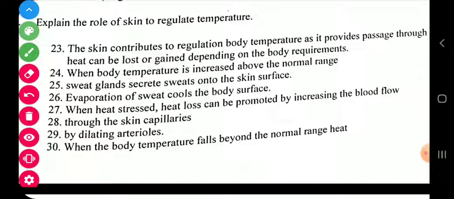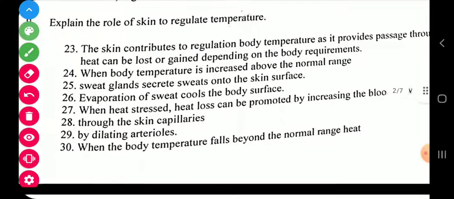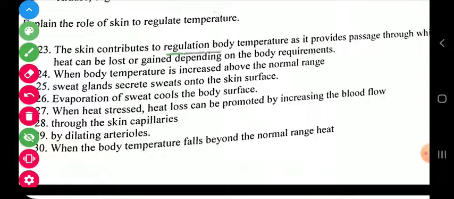It provides that passage. So the skin contributes to regulation of body temperature as it provides the passage through which heat can be lost or heat can be gained depending on the body requirements. So we'll see how the skin contributes to regulation of body temperature.